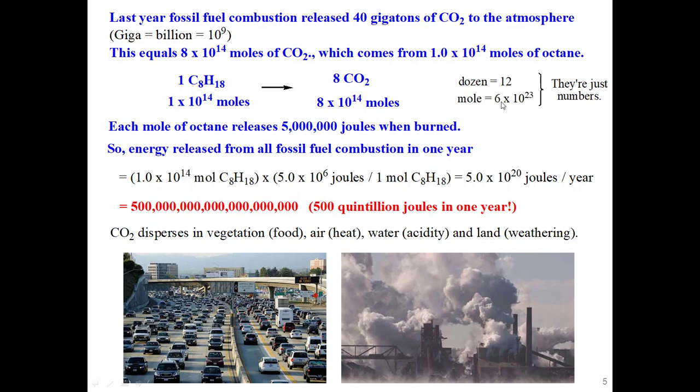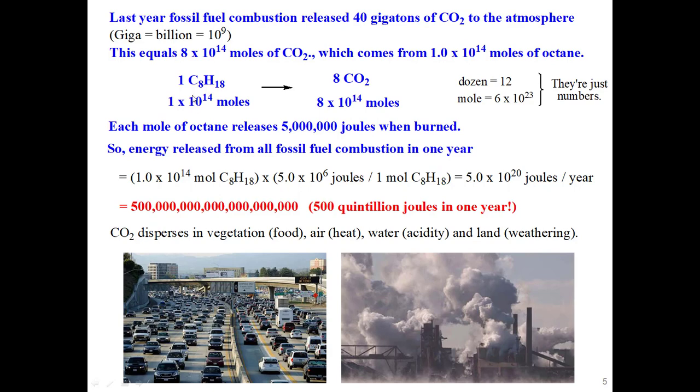The reason this is so big is because molecules are so small, and we need a whole bunch of them to be able to see them and work with them. So just remember, a mole is the way you count certain numbers of things. Now, 40 gigatons of carbon dioxide makes 8 times 10 to the 14th moles of carbon dioxide. All right. So I want to know how I get that from the octane.